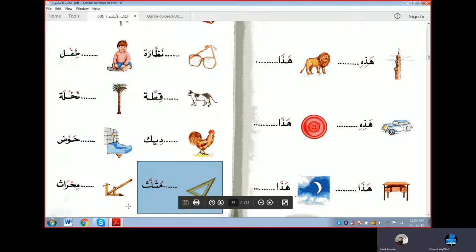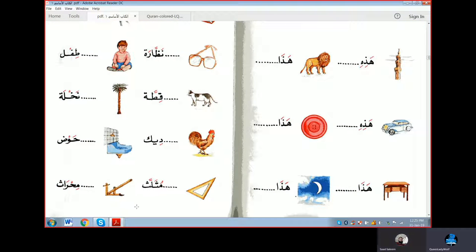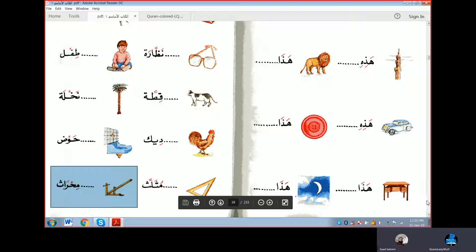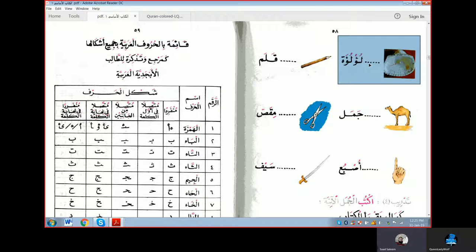Okay. Wait a minute, did I miss something? No. Okay. Let me think. Hada musallasun. That is a triangle. This is the triangle. Okay. And hada mihrafun. This is a plow. Okay, so all these blanks are your homework. Fill these blanks and send me. Okay?